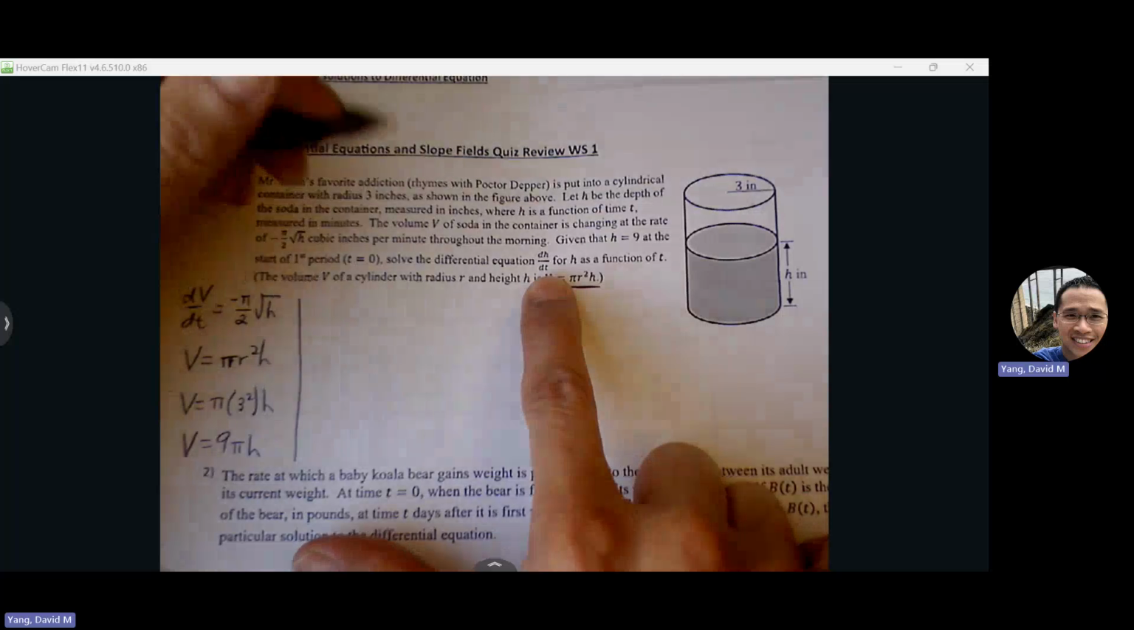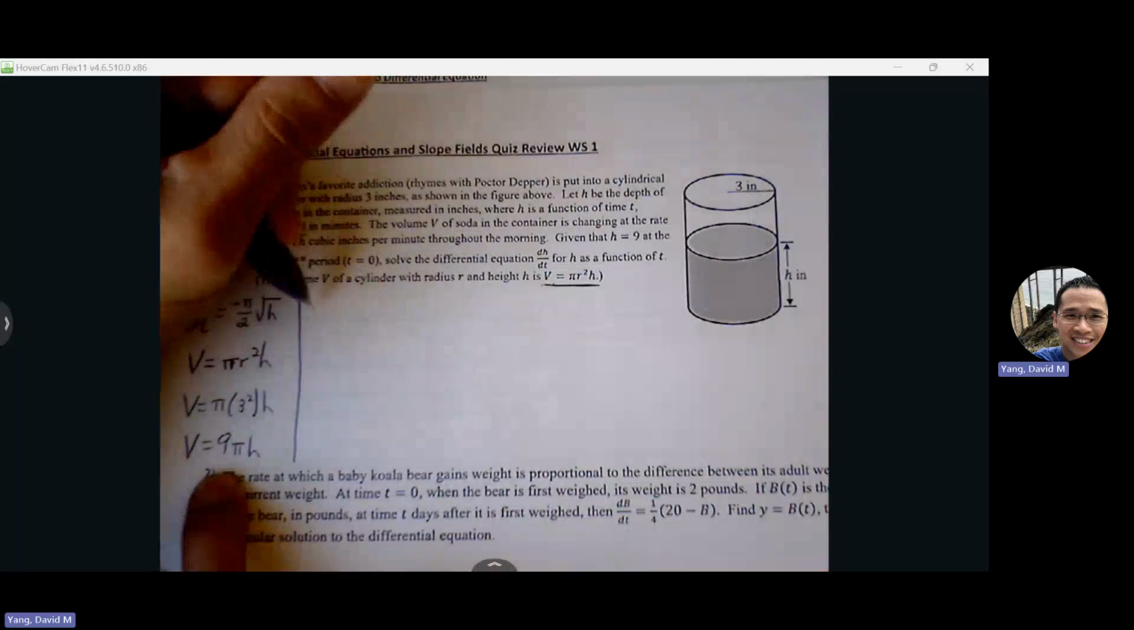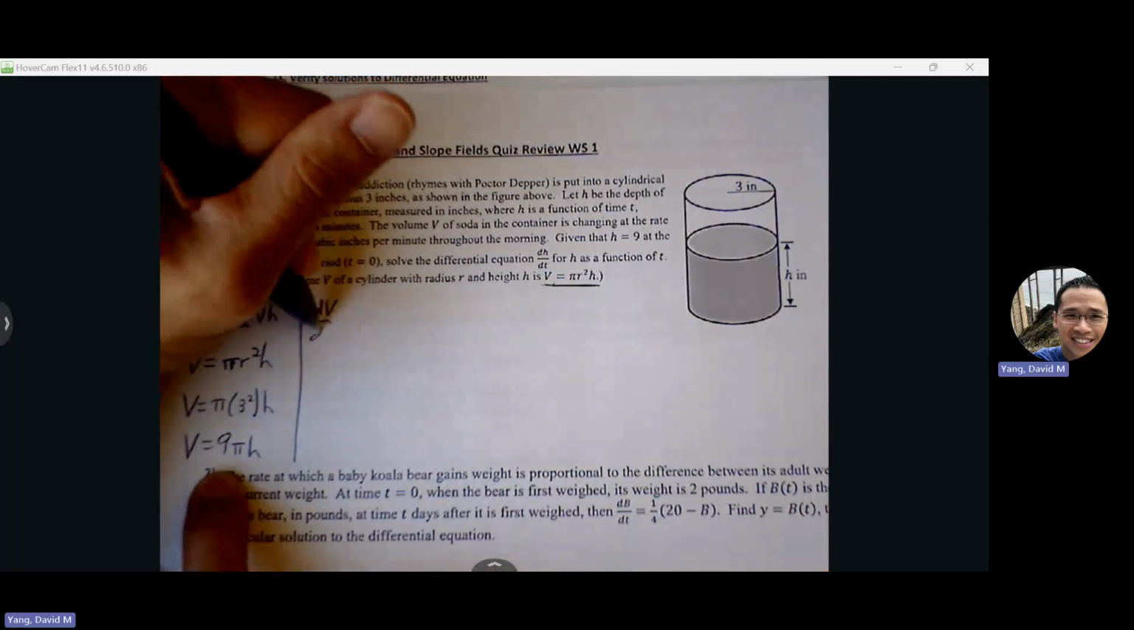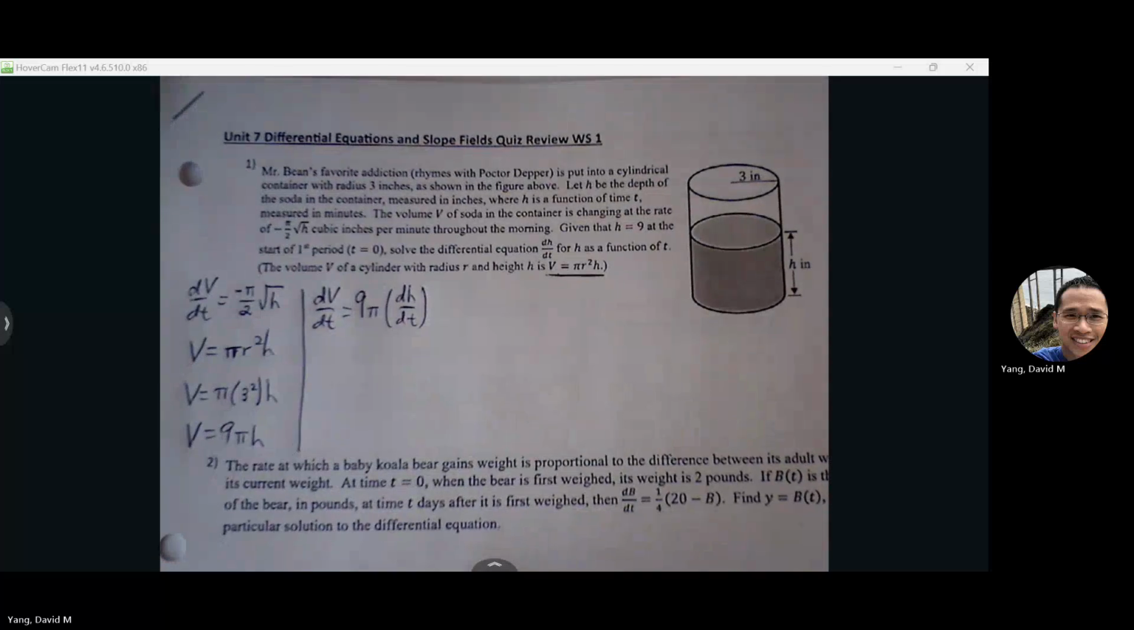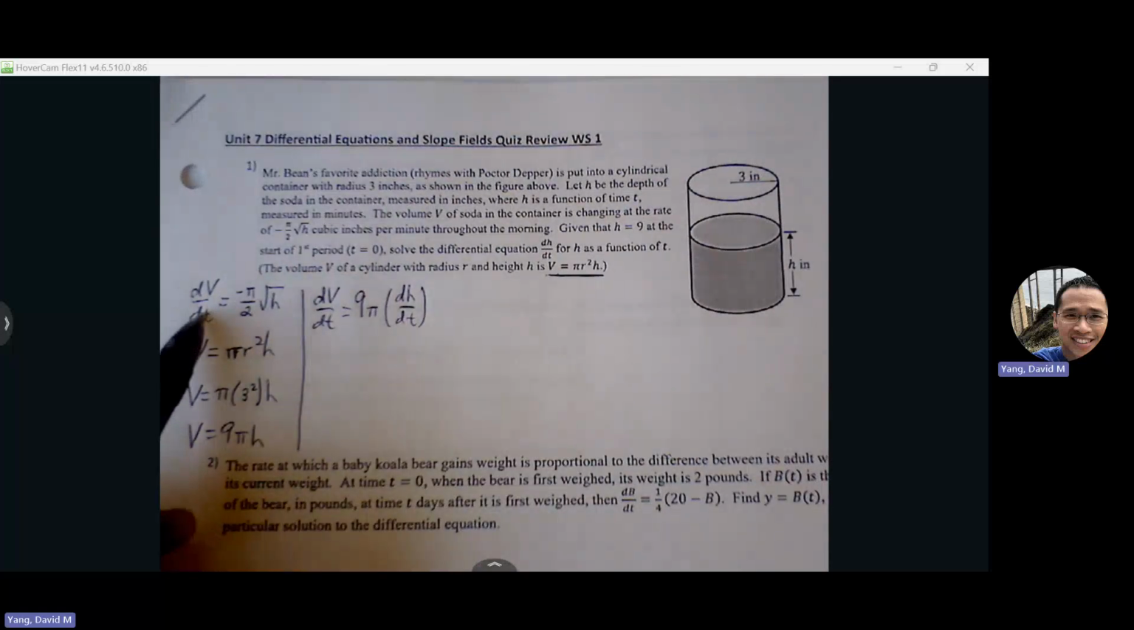So let's get our dh/dt to show up by finding the derivative. V becomes dV over dt. 9 pi stays, and h becomes dh over dt. We can replace dV/dt with negative pi over 2 root h.